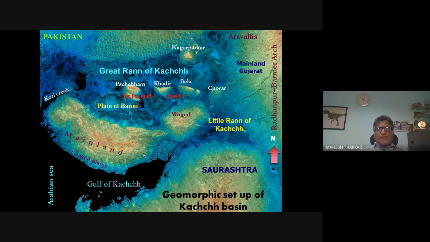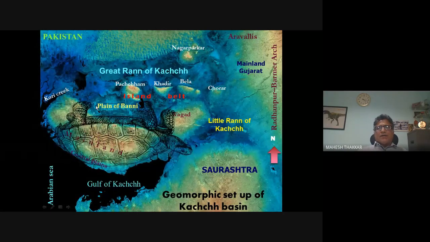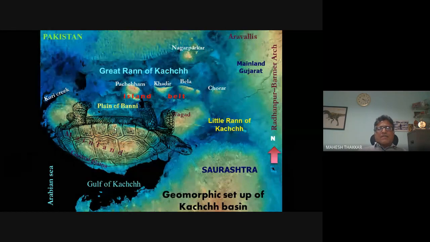Kachchh, K-A-C-H-C-H-H, the word came from the Sanskrit language, and the meaning of Kachchh is tortoise. In Hindi, it is called Kachhua. If you see the Wagad upland, it looks like the head of the tortoise, and the mainland is the entire body of the tortoise, which is floating upside down onto the Gulf of Kutch or Arabian Sea, and these are its hands. So look at this picture. The Kachhua is kind of upside down.